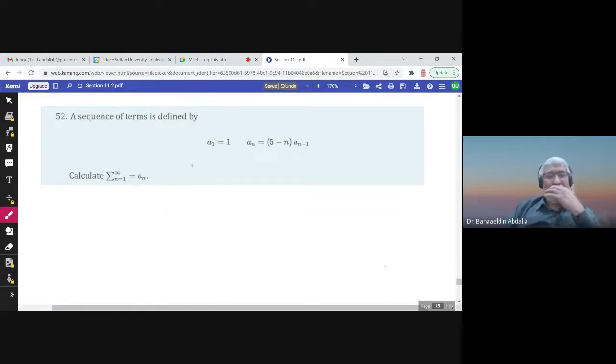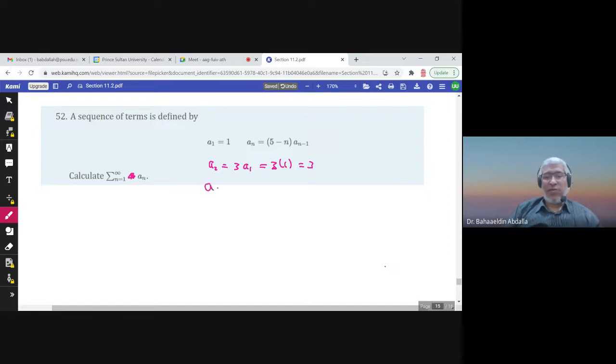If we look at this sequence, it has these terms. This is a recursive definition. He needs to find the summation of an when n goes from 1 to infinity. So let us try to understand this sequence. Let us try to find a2. a2 is 5 minus n. n is 2, so 5 minus 2, so that's 3 times an minus 1, which is the previous term. So this is a2, so here I have a1. 3 times a1 is 3 times 1, which is 3. So the second term in this sequence is 3.